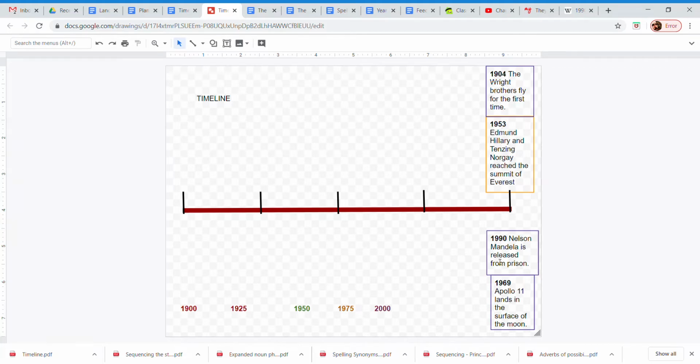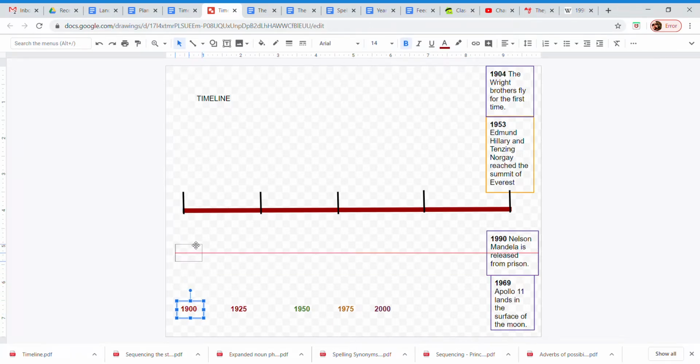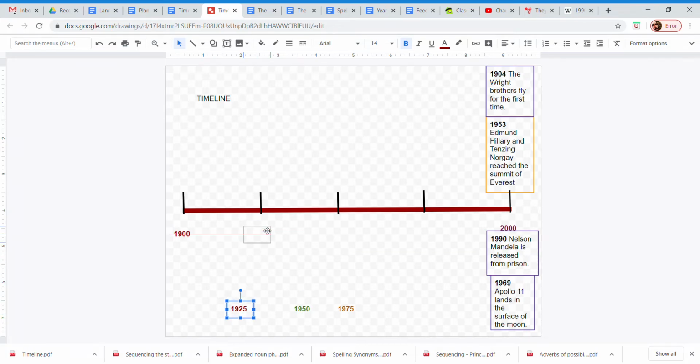So the events I've chosen are important events from the 1900s. So for me to help my reader, I'm going to tell him that the first point in my timeline is the year 1900. My last point in the timeline is the year 2000. Then if I want, I can fill in a few more just to help guide me where to put my dates and to help the reader follow along which date he's at.